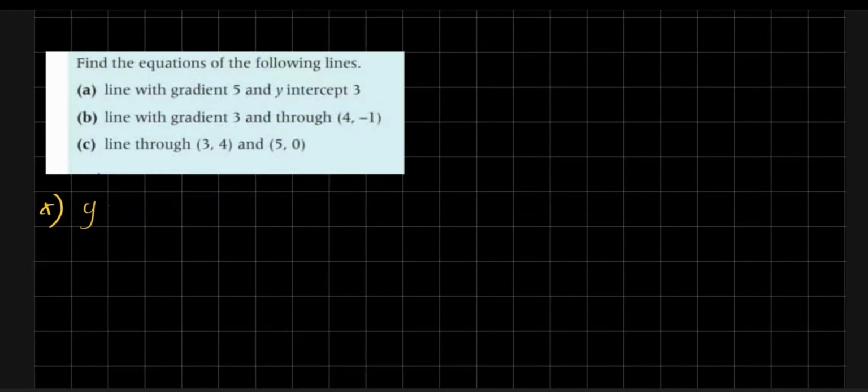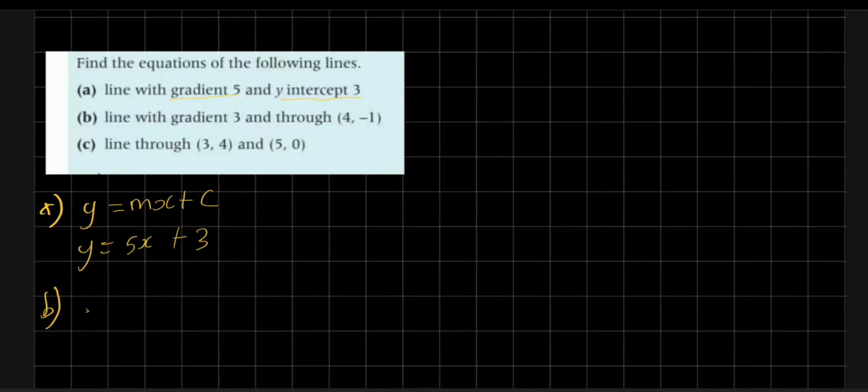We know the general form for the equation of the straight line is y equal mx plus c, where y and x we can leave blank because those two letters represent any point on the line, and m is the gradient and c is the y-intercept. So to write the equation of that line, it will be y is equal to the gradient, which is 5x, plus the y-intercept 3. That is simple.